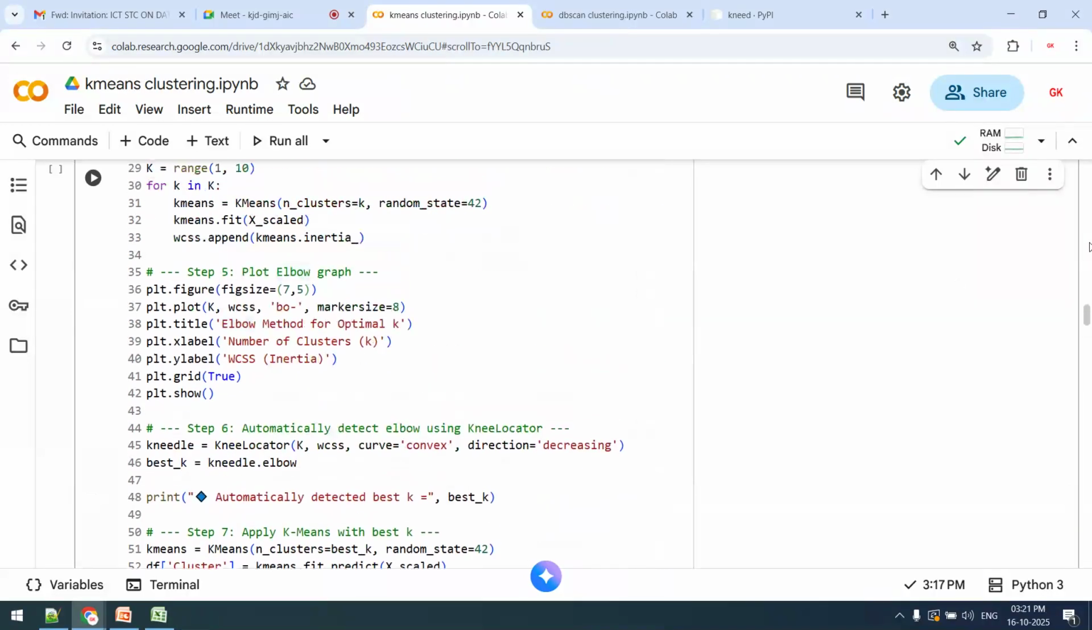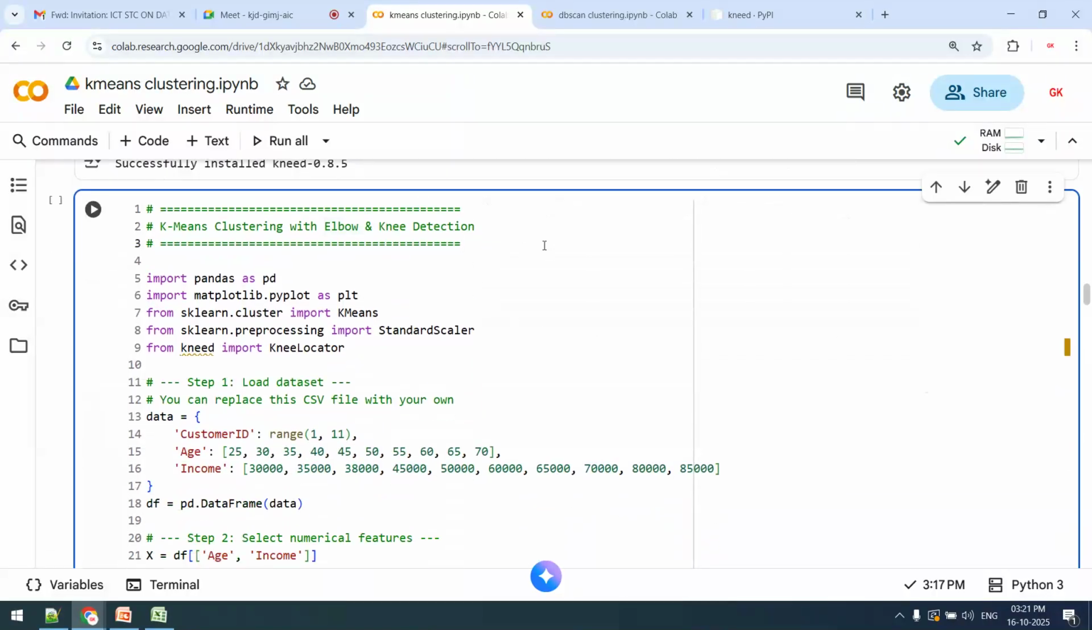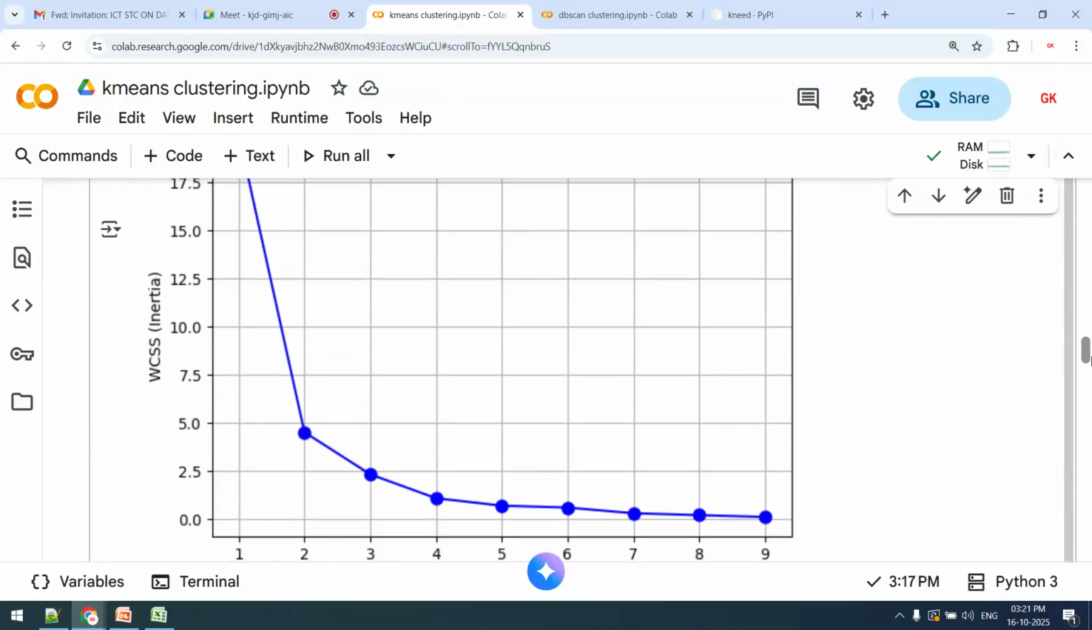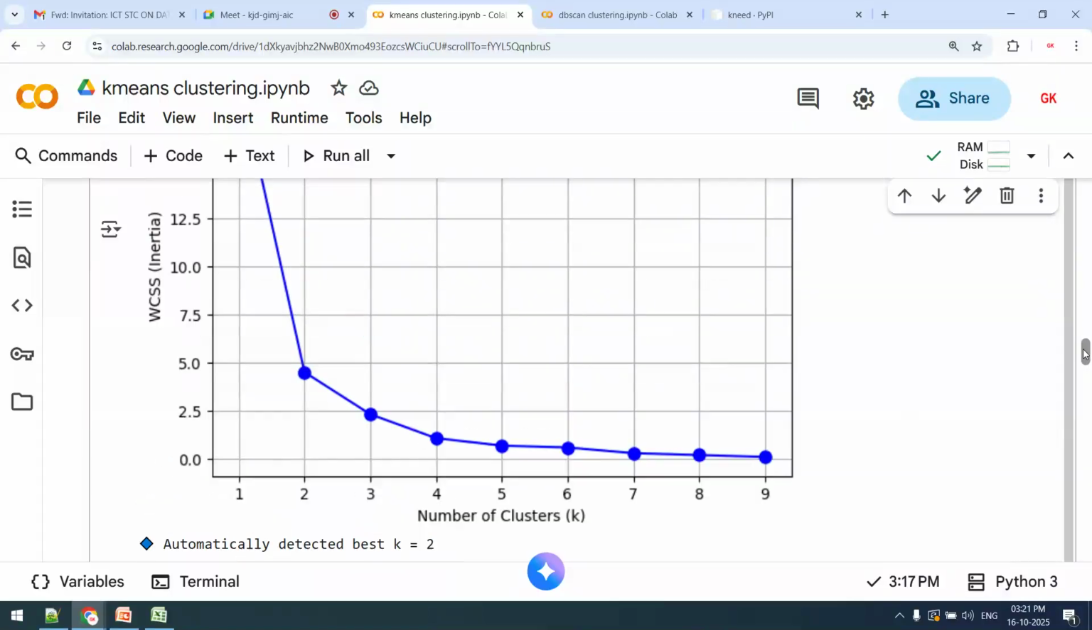So with the knee approach, with knee and elbow detection, the value of k is decided automatically. What it will do is, knee will draw its curvature, this type of curve, and it will tell you how many best clusters can be formed. So it is telling you that the automatically detected best clusters is equal to 2, best k value is equal to 2. You can see that from 1 to 2 there is a big diversion.